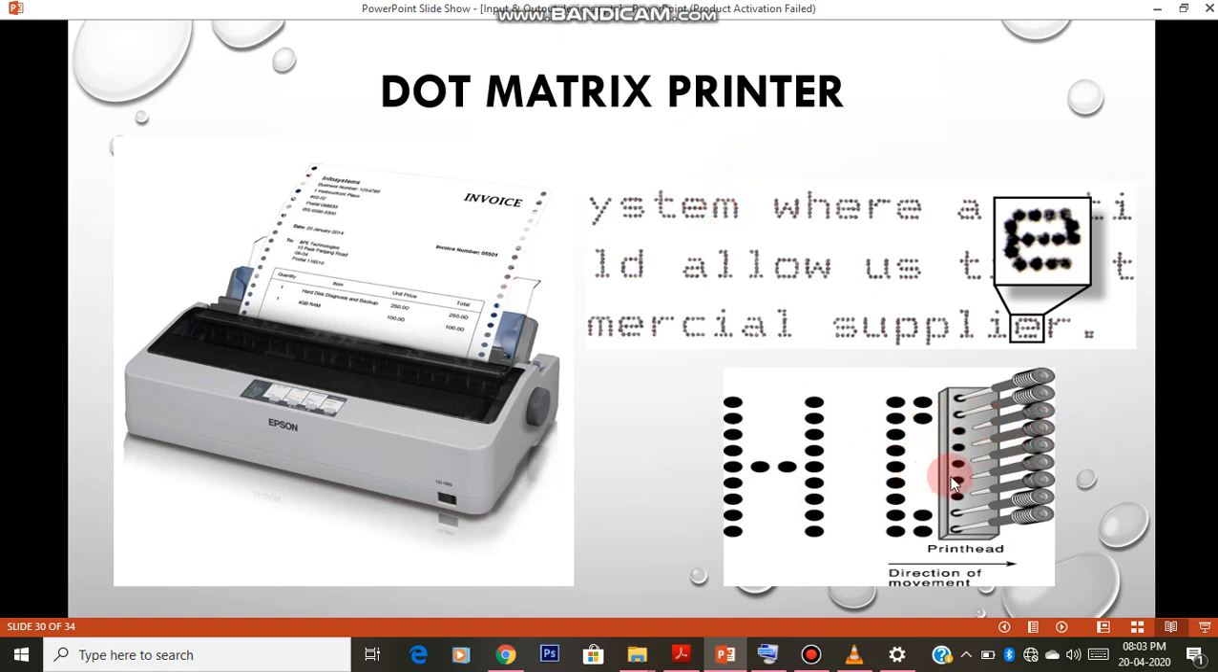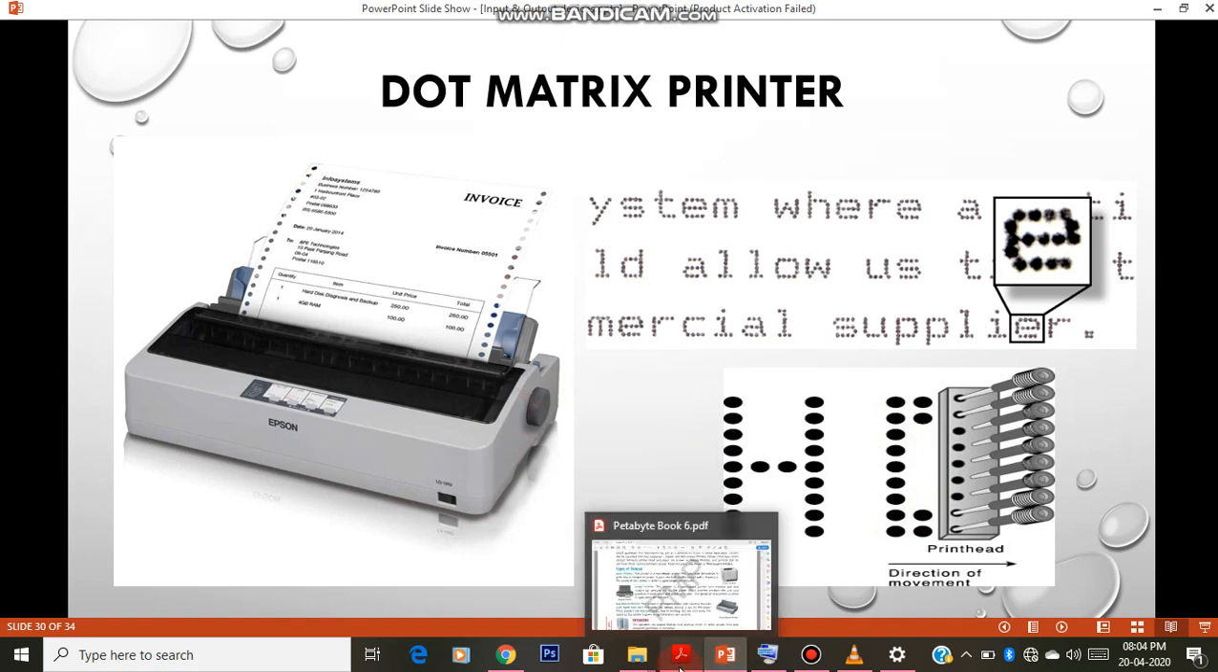Here you can see how it prints. This is a print head. The ink will be inside this, and these needles will be inserted through these holes, and with ink they will touch the paper. These print heads will touch the paper directly and it will print using these needles. So the characters will be printed as dots, as the print head is like this. Got it? And it is an example of an impact printer.